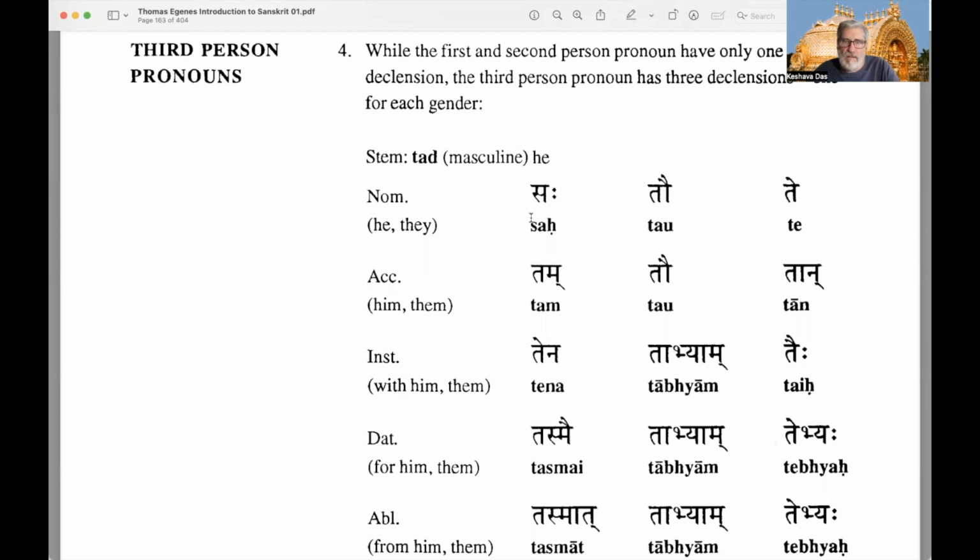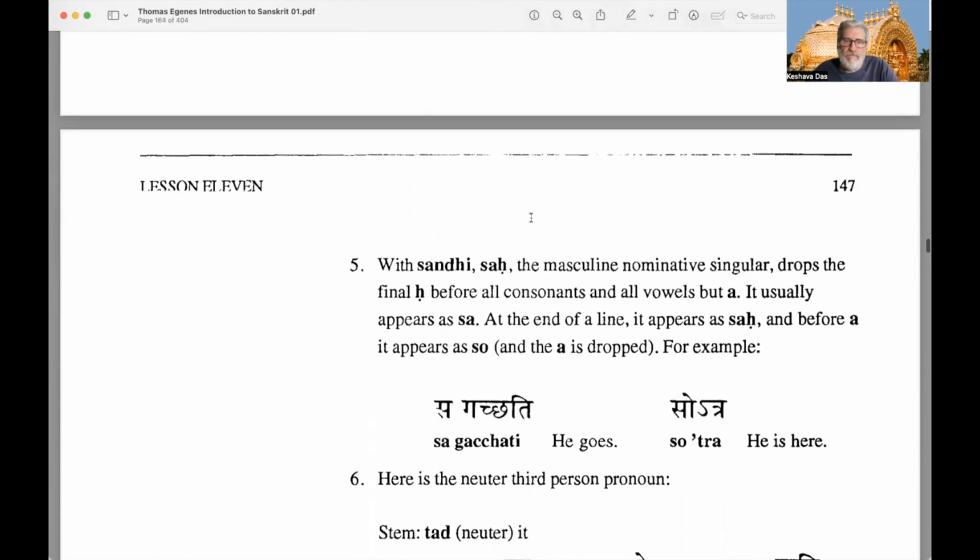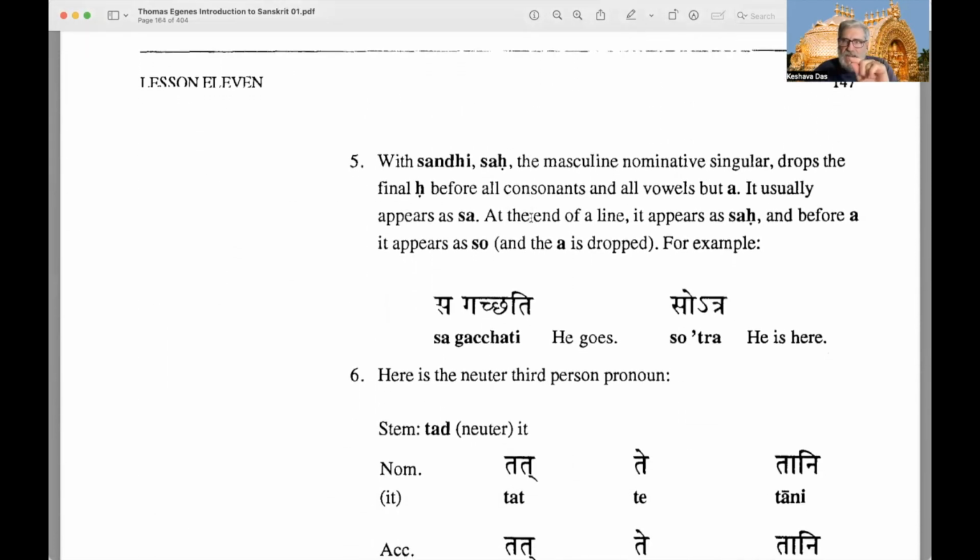Okay. The rest of it begins with T, right? We see tau te, tam tau tan, tena tabhyam taiḥ. That makes sense coming from tad, right? Saḥ doesn't make a lot of sense coming from tad, but here he's going to have a note about that. He's saying that with sandhi, this saḥ, which is the masculine singular of he, right? The pronoun he, the masculine nominative singular drops the final visarga, right? Before all consonants and all vowels except for short a. So the only time you're actually going to see saḥ with the visarga on the end is before a short a in the next word.